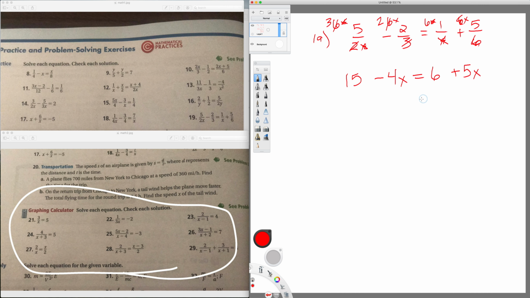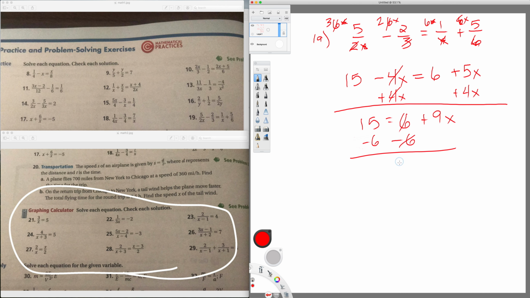So I want x's on one side, everything else on the other. I'm going to add 4 x's to get all my x's on the right. And so I get 15 is equal to 6 plus 9x. I'm going to take away the 6, take away the 6. Wow, I'm going to erase that. That looks terrible. No, seriously, I'm going to erase it. I'm going to take away 6 from each side to get the constant on the opposite side of the variable. So I get 9 equals 9x, and so when I divide by 9, I get x equals 1.